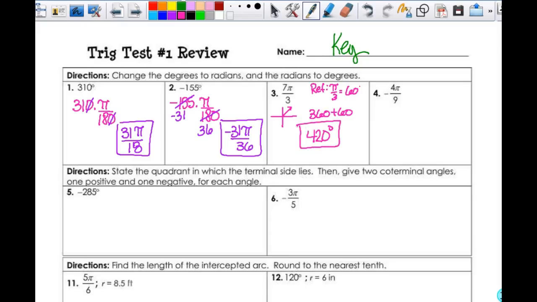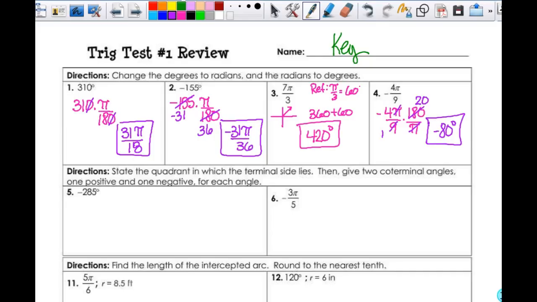This negative 4 pi ninths, well, pi ninths or any of the ninths, it's not one of my special angles. So I can just convert. I'm going to multiply negative 4 pi ninths times 180 over pi. So the pi's are going to cancel out. 9 goes into 9 once, goes into 180 20 times. So negative 4 times 20 is negative 80. Oh, no pi. Negative 80 degrees.